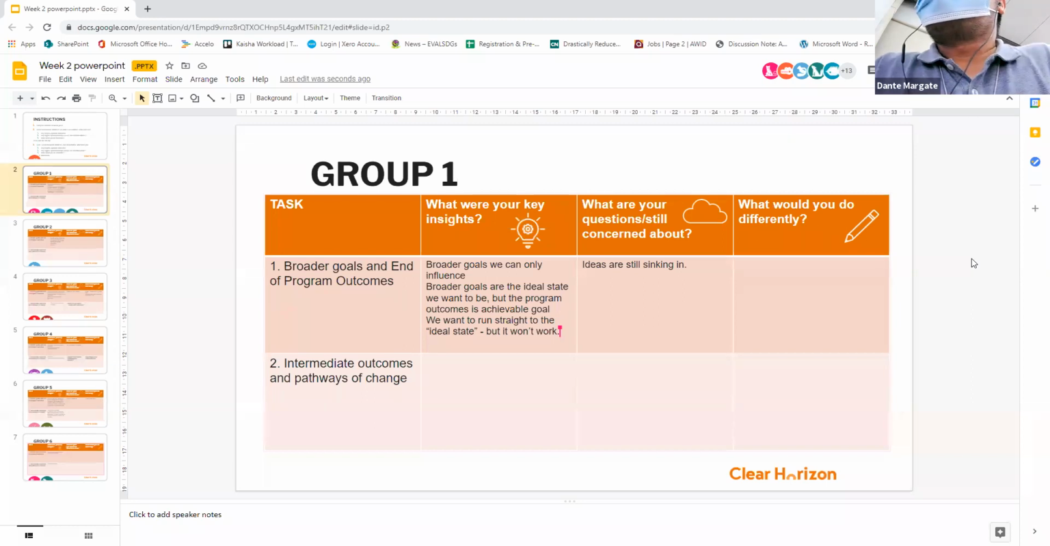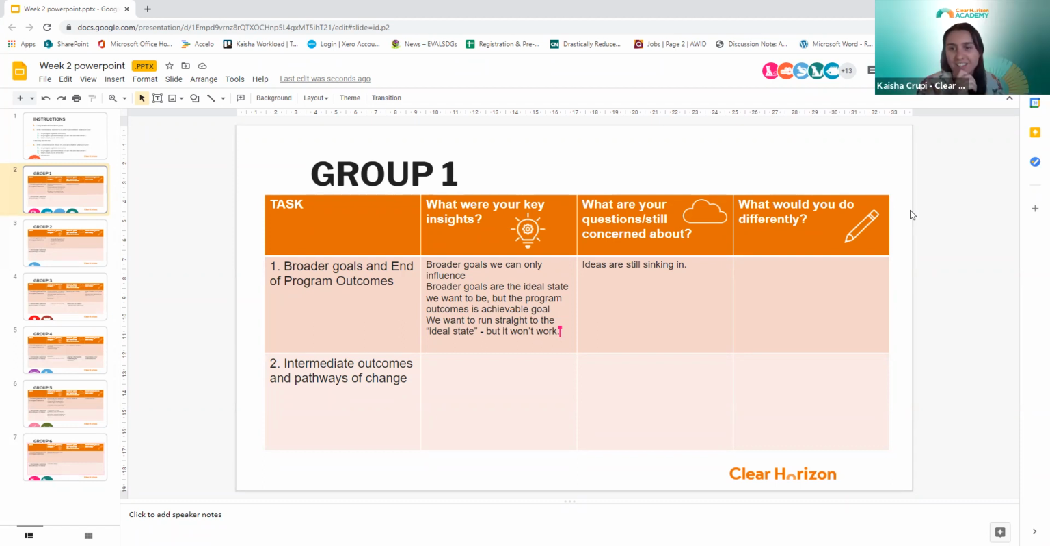Okay. Can you hear me? Yep. What we actually meant was that the program or the project cannot achieve the broader goals. It can only influence a bit, something like that.